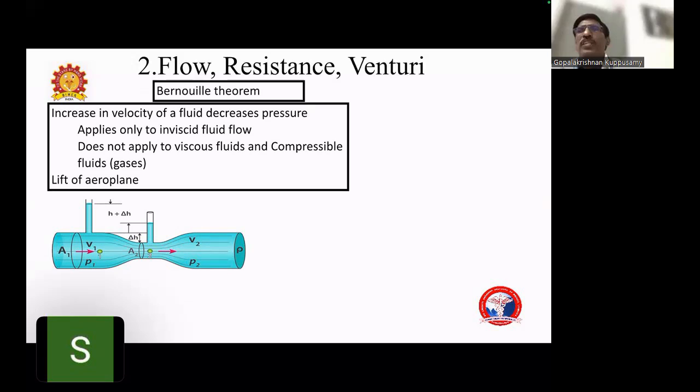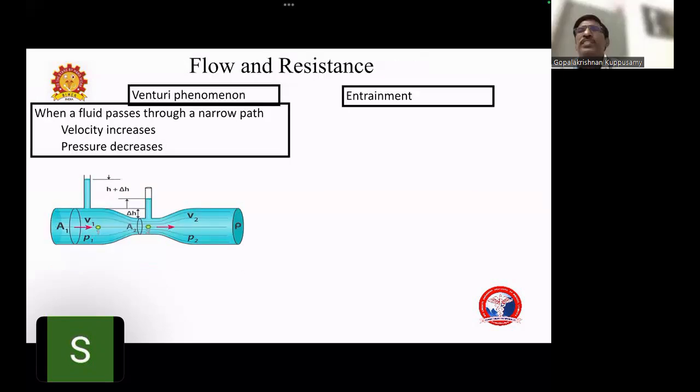Bernoulli's theorem says that an increase in velocity of a fluid decreases the pressure head. It applies only to inviscid fluid flow. It does not apply to a viscous fluid. The lift of an aircraft is based on this. The Venturi phenomenon is an extension of Bernoulli's theorem. When a fluid passes through a narrow path, the velocity increases and the pressure decreases.